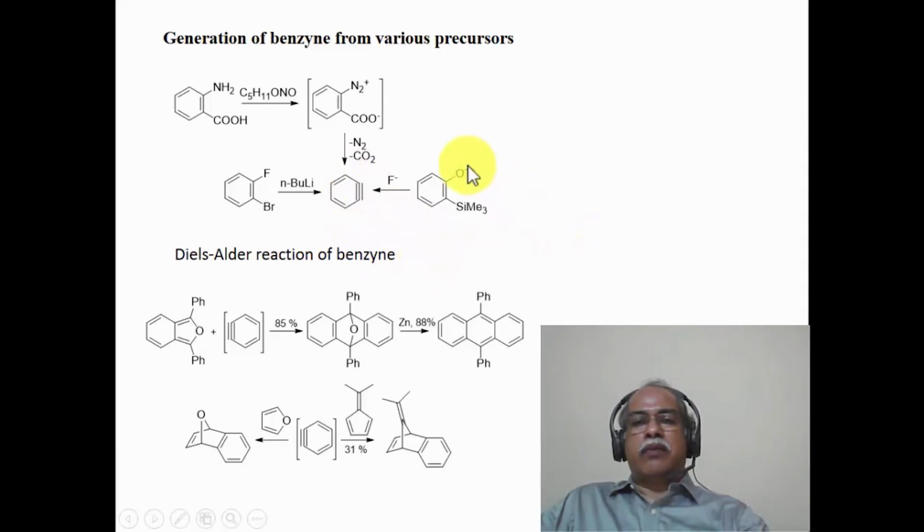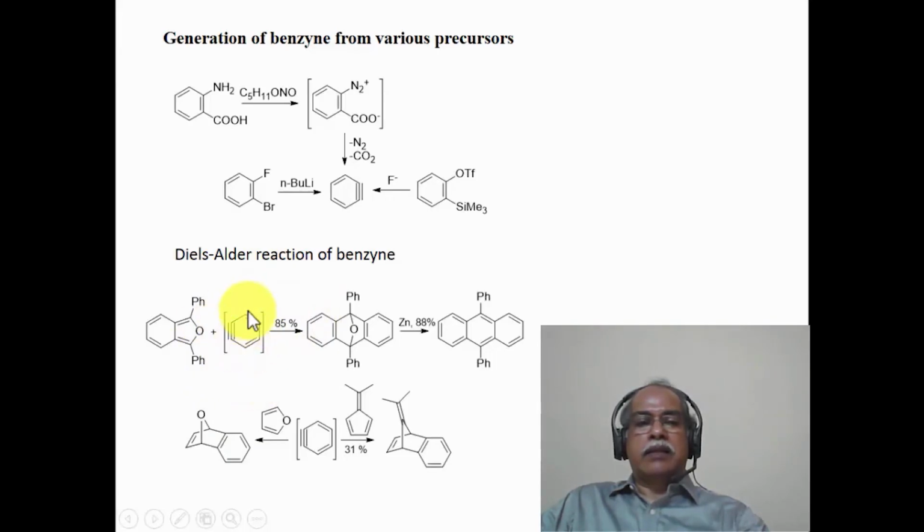Alternatively, orthotrimethylsilylated phenol triflates can be made to undergo a 1,2 elimination process. The fluoride essentially attacks the silicon, producing trimethylsilyl fluoride. In that process, the triflate is eliminated to give the corresponding benzyne as the intermediate. The benzyne that is produced using this methodology, if it is produced in the presence of a diene, is capable of undergoing a Diels Alder reaction.